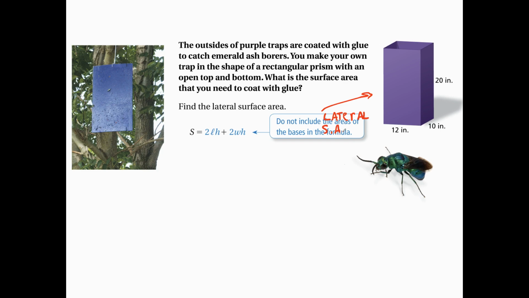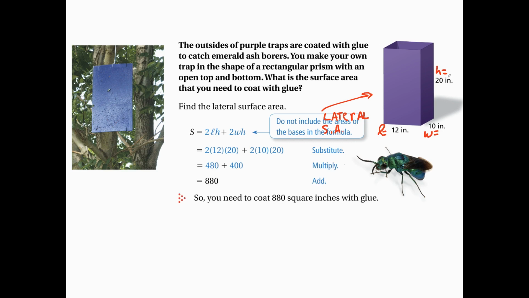Okay. So I have my length. Here's my length, my width, and my height. I still label those. I plug them in to the formula and add them up, and I get an answer of 880 square inches. You could also write it this way if you want. Surface area equals 880 square inches.